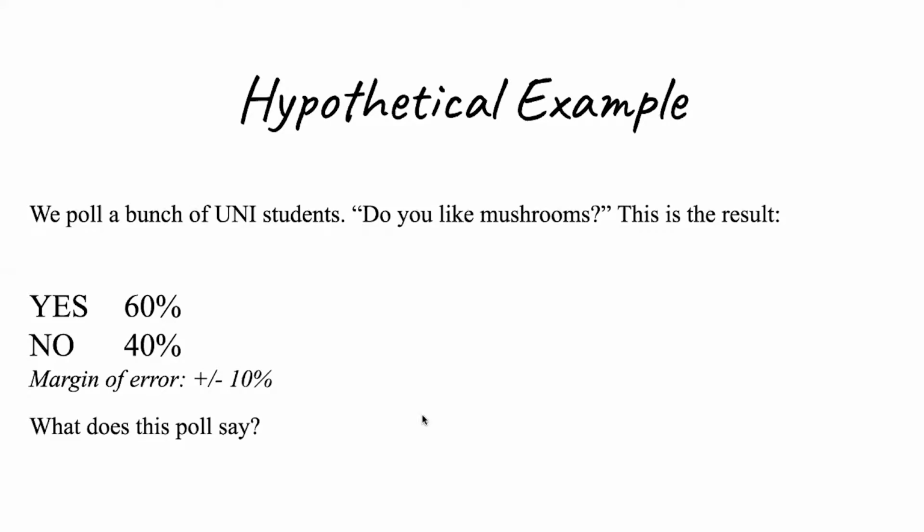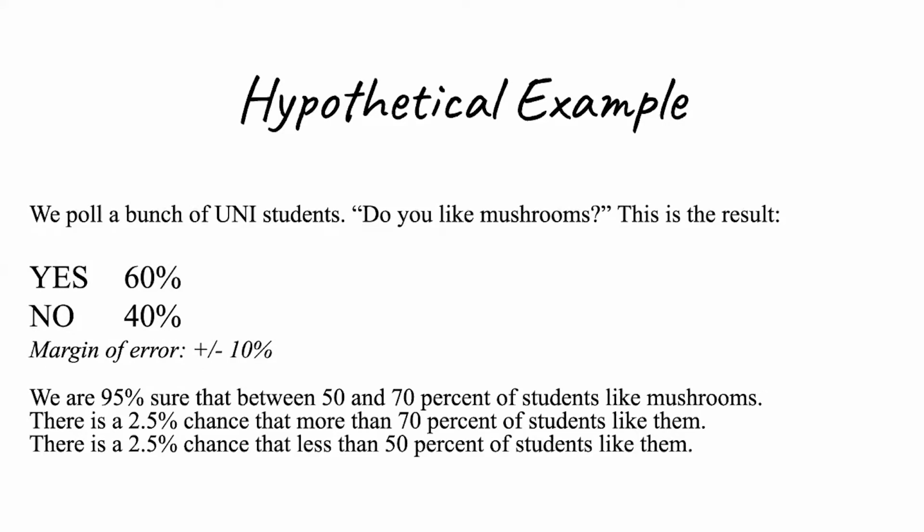I didn't technically. Here's what that poll actually means. It means we are 95% sure that between 50 and 70% of students like mushrooms. So you take the yes, you add and subtract 10%, that gives you an interval. Yes, very good. And you're 95% sure that you're in that interval.